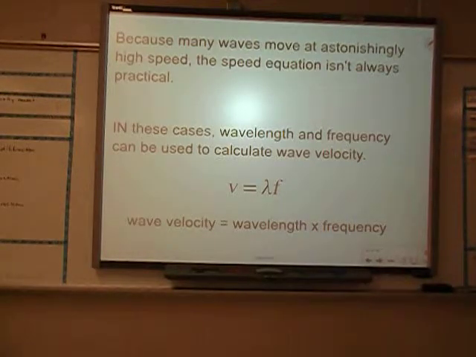Now, if we're dealing with a smaller distance in light, that equation is totally impractical. If we're dealing with the amount of time it takes a light wave to travel from the lights down to your desk, that's going to make that journey so quickly, because again, 700 million miles an hour, that there's absolutely no way you're going to be able to measure how long it takes. So in those cases, what we're going to do is use a different equation, the wave velocity equation, which is velocity equals wavelength times frequency.